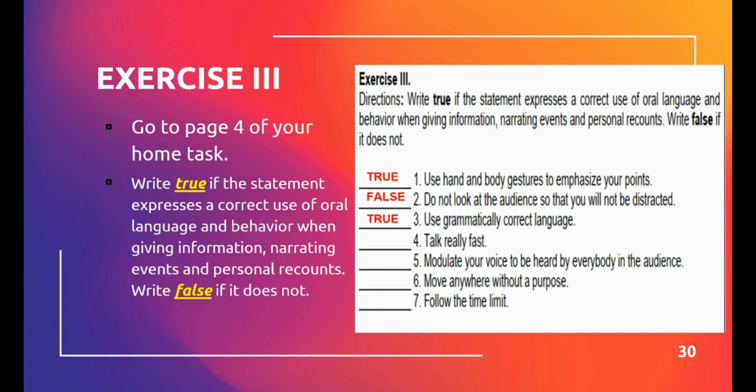Number 4. Talk really fast. The answer is false. Number 5. Modulate your voice to be heard by everybody in the audience. The answer is true. Number 6. Move anywhere without a purpose. The answer is false. Number 7. Follow the time limit. The correct answer is true. Did you get a perfect score? Great! Not perfect? Let's do better next time.